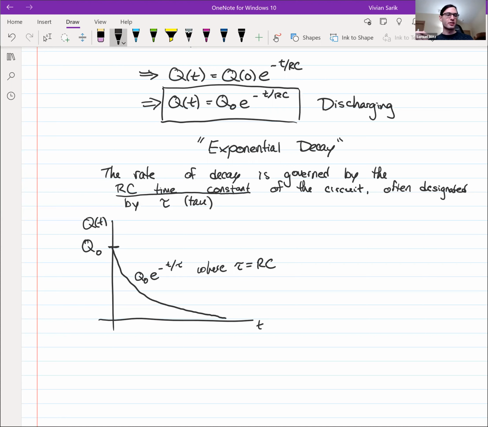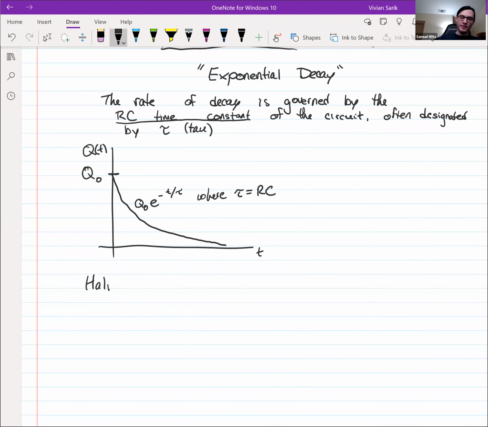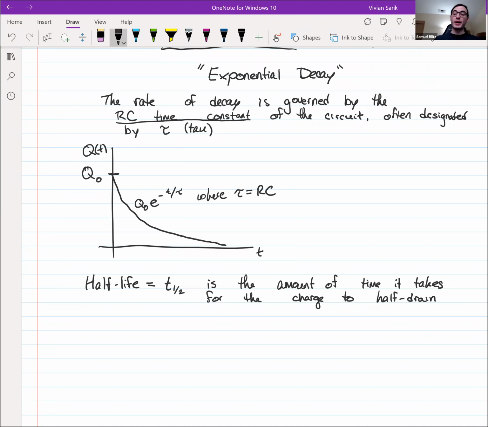So just as a quick aside, you might ask the question, how long does it take the capacitor to reduce its charge by a factor of 2? That would be known as its half-life. The half-life, sometimes called t sub 1/2, is the amount of time it takes for the charge to half drain. So initially you have some amount of charge. How long does it take for half of that charge to have gone away?